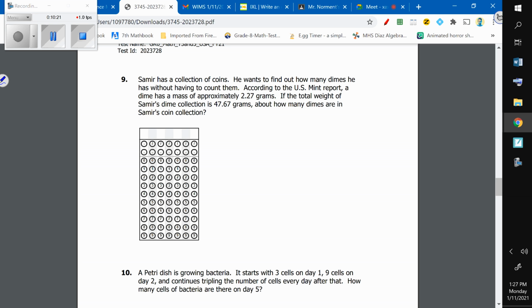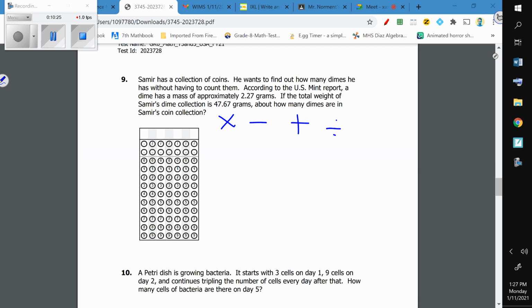So you need to figure out which one of these you need to do to solve number 9. And I'm going to tell you what to do, and I know you're still probably going to struggle with it, and that's okay. Because I know a lot of you struggle with long division. You're going to have to divide. And you're going to have to take 47.67 grams divided by 2.27.